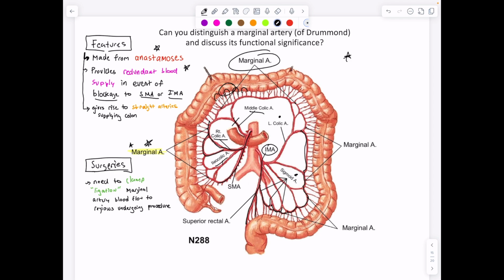And importantly, for surgery, because you have so much anastomoses, you need to clamp the marginal artery if you're operating on, say, this region here, and you're like, okay, well, this region is ascending colon, so I'm thinking that's going to be right colic artery, so okay, I'm going to go ahead and clamp this guy. Well, you're going to need to clamp the marginal artery to basically keep blood from flowing to this region while you're doing surgery, so you're going to need to clamp here and here instead of just here, right, because you have all of this anastomosing overall.